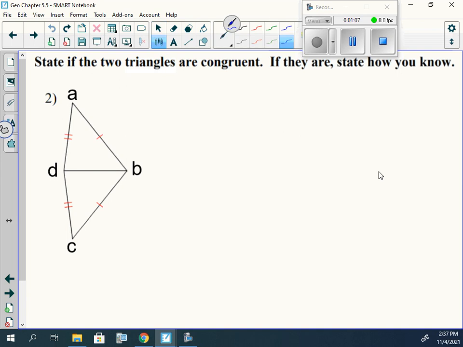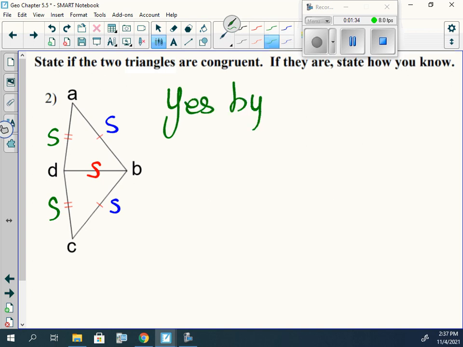Let's see what we have. These sides are congruent, yes? These two are congruent. And because the middle side is shared, we do have three sets of congruent sides in the two triangles, yes? So this is number 2. This here would be side, side, side. So we can say yes by.